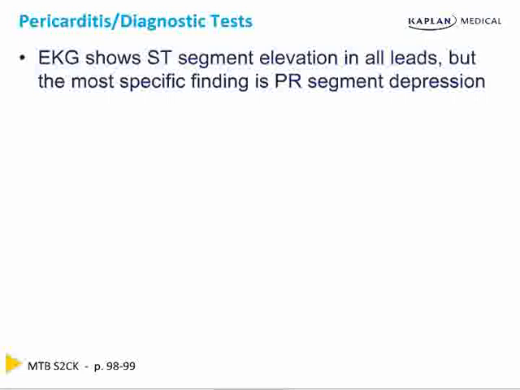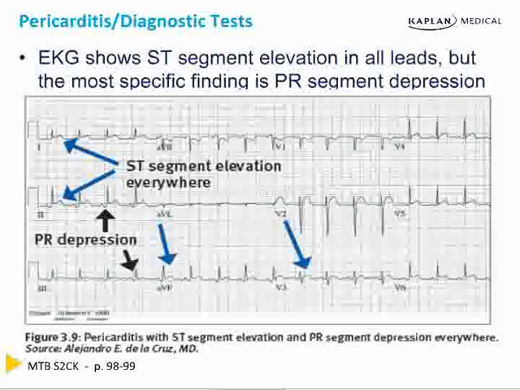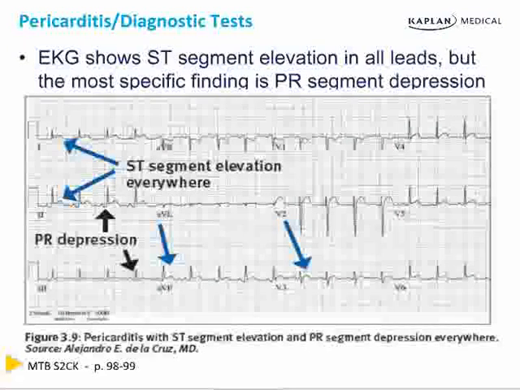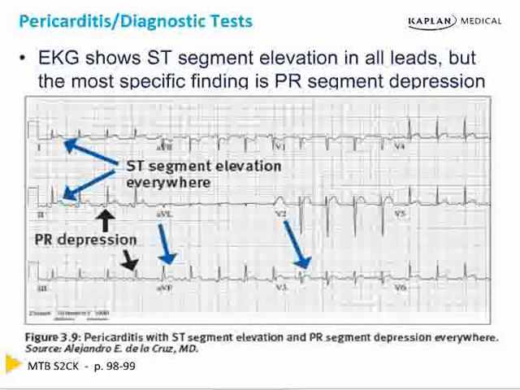The best initial test for pericarditis is an EKG. You see ST segment elevation everywhere, just about in almost every single lead. And PR segment depression is the single most specific finding. And look at the nice blue arrow showing that ST segment elevation everywhere. And look close for the PR depression, because that's going to really help you. And it is unique, the PR depression.